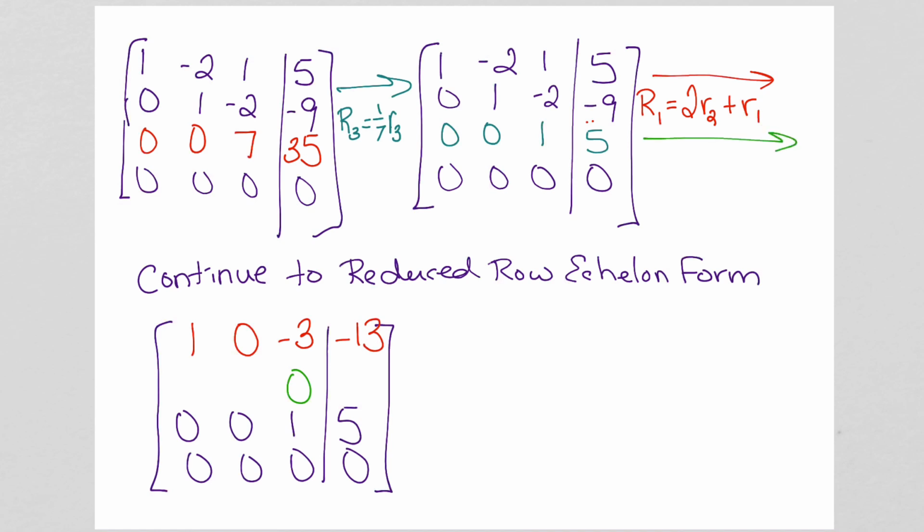And then for row 2, we need a 0 in this spot. So if we multiply this 1 by 2 and add it, we'll get a 0. So we've got 2 times row 3 plus row 2. That gives us still the 0 there, 1, a 0, and then a 1 in this spot. We've almost got it. We just need a 0 here.